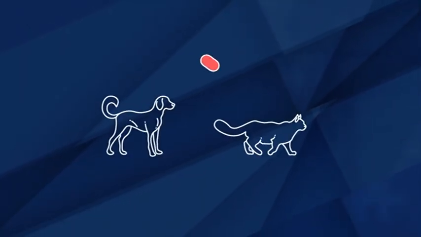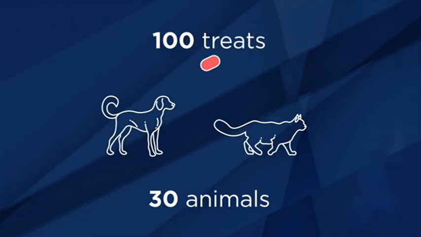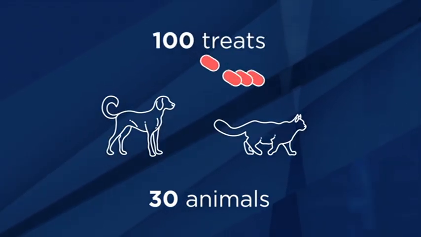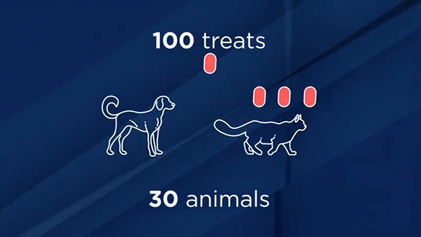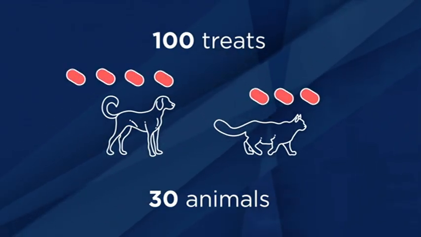Here we go. Our first puzzle is this. Suppose we have a collection of treats we're going to give to some dogs and cats. We'll assume there are a total of 30 animals and 100 treats. Each cat gets 3 treats, but the dogs, since they're bigger and hungrier, get 4 treats each. How many dogs and how many cats do we have?